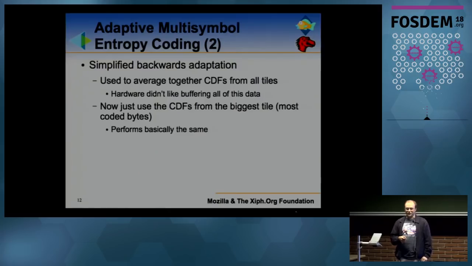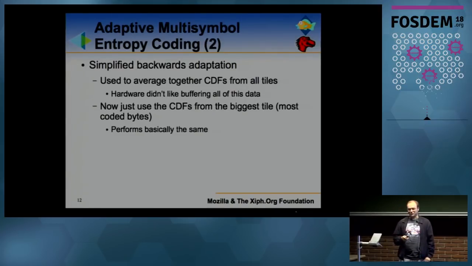We also simplified our backwards adaptation. The way this works is at the end of one frame, you save off all the probabilities to use for the next frame. But if you have a video with multiple tiles, you want the tiles to be able to be decoded independently. What we used to do is average all the probabilities from all the tiles together. The problem is when you have many, many tiles, you have to buffer all these things and add them all up. And hardware said that was too complicated.